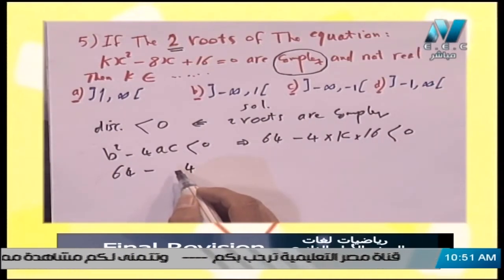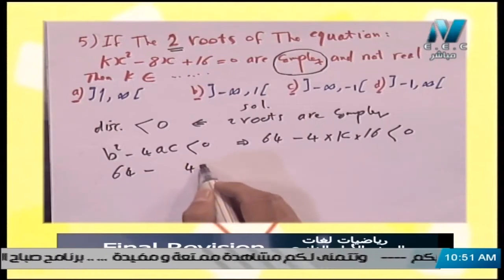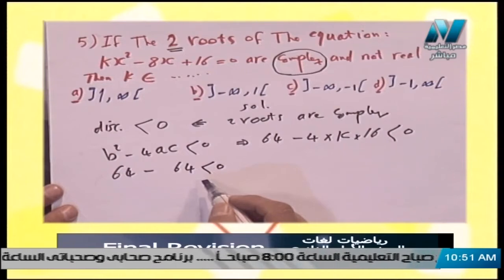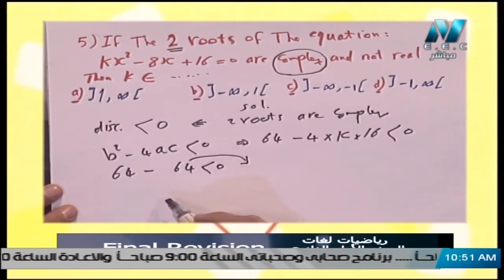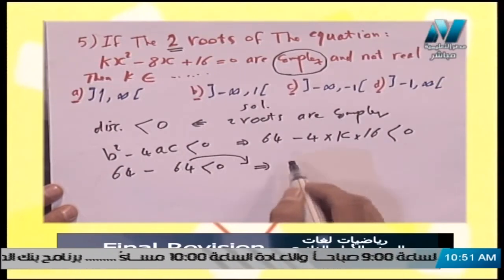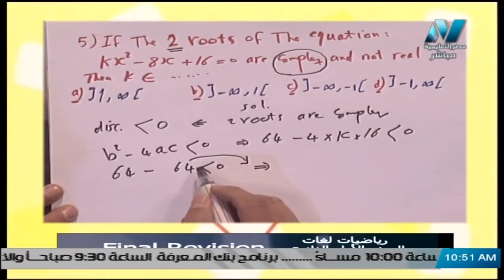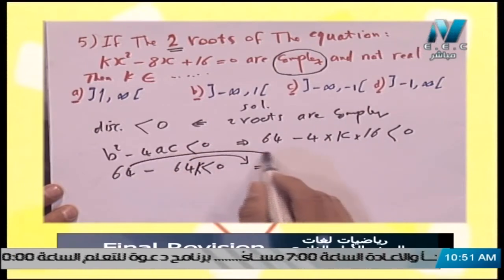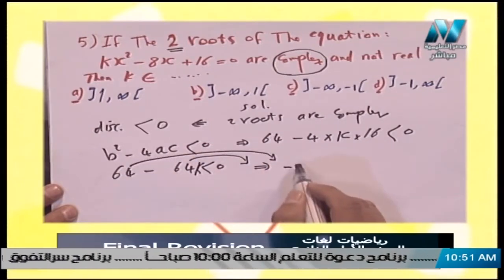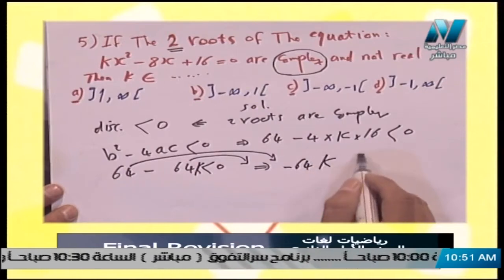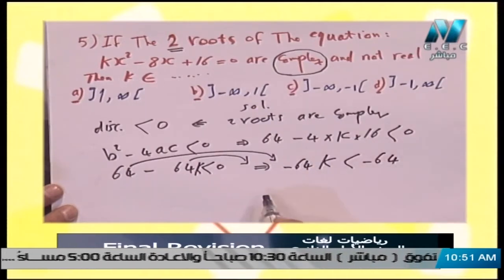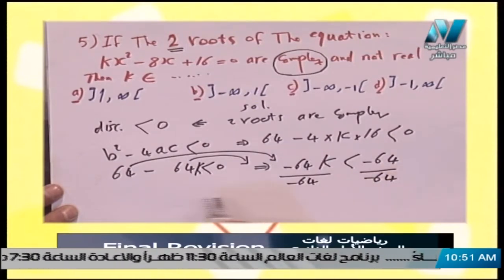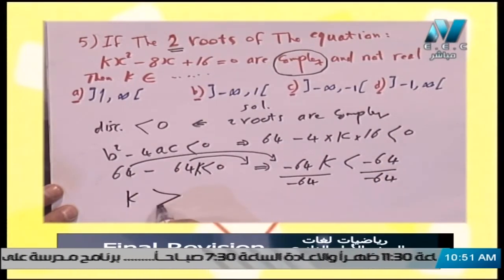So we have 64 also less than 0. So transfer here negative 64 by 64. So okay, we have here k also. Transfer this one to another side. So negative 64k less than negative 64. By dividing by negative 64 the two sides here, then k will be greater than 1.